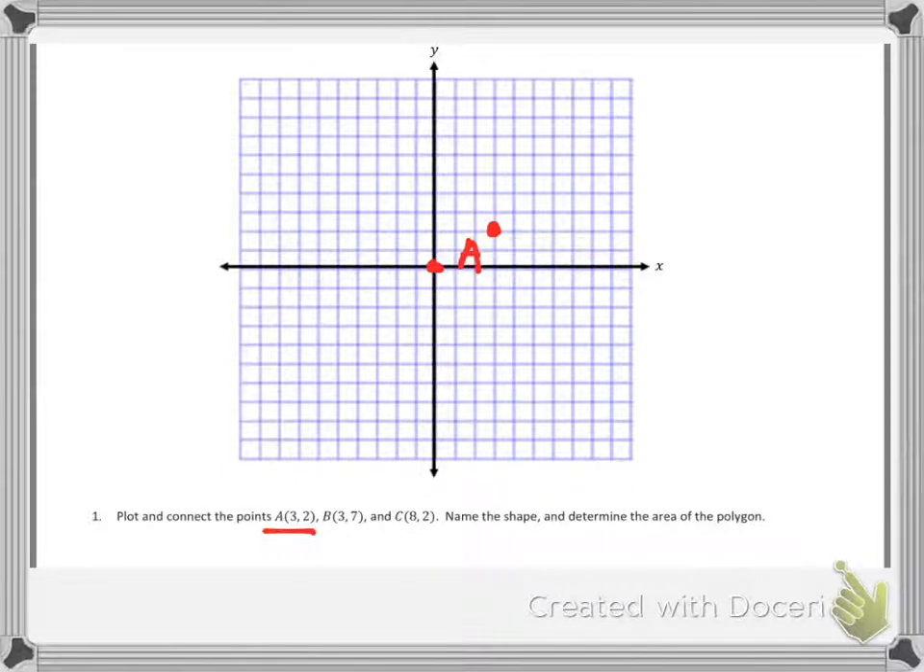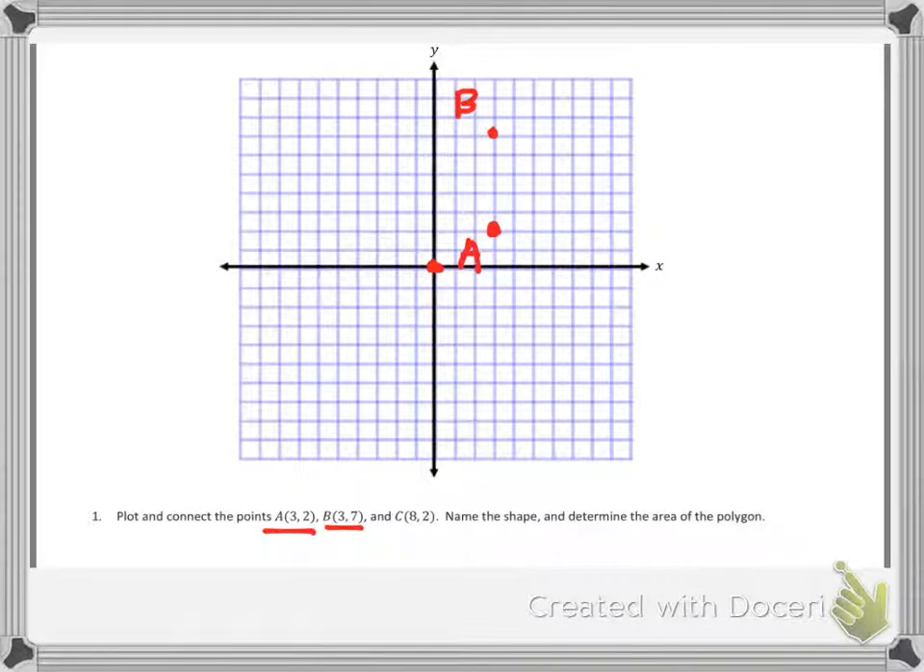Okay, next one is point B. Point B is 3 units to the right and 7 units up. So 3 to the right and 7 units up. 1, 2, 3, 4, 5, 6, 7 is right there. Okay, that one's going to be point B.